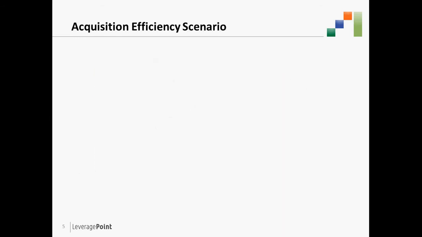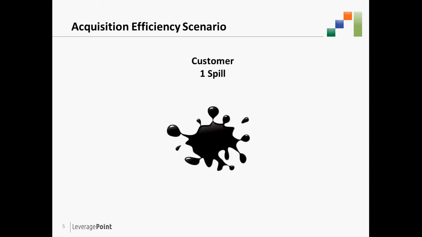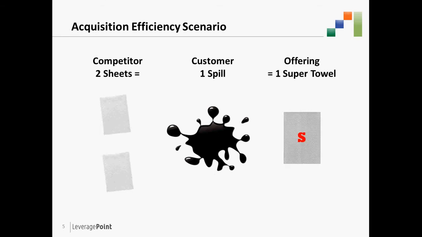Here's a specific value comparison scenario. We start with a customer who measures performance by using a per spill metric. It takes 2 sheets of the competitor paper towel to clean up that spill. Our offering is more efficient because it only takes 1 super towel to clean up that same spill. So super towel has an obvious performance advantage. Now we need to figure out how to quantify the economic value this brings to the customer.